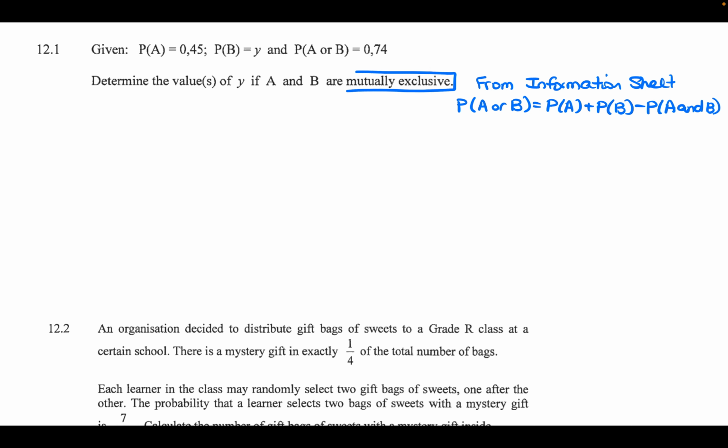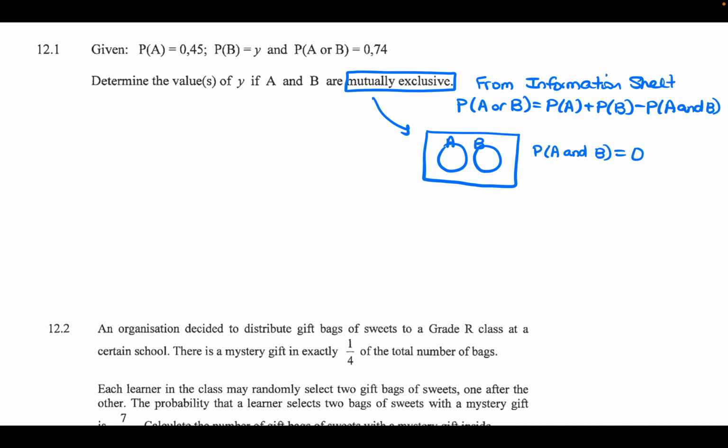So we need to understand that word. Mutually exclusive means that A and B cannot happen at the same time. So in a Venn diagram, they would not be overlapping. And that means the probability of A and B is equal to 0 because they can't both happen.